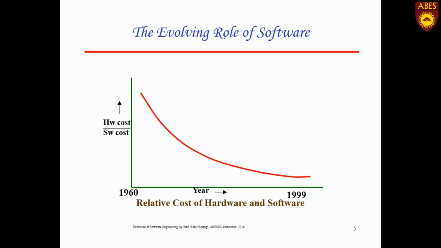Gradually time passed, and in the last 30-40 years we saw a great change in the hardware cost. It is thanks to the hardware production managers as well as the industry that they were successful in bringing the hardware cost gradually and continuously down. We can see that the numerator was low, and so the graph comes down exponentially.